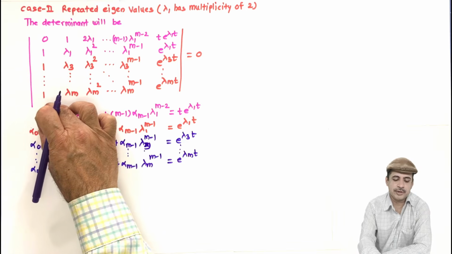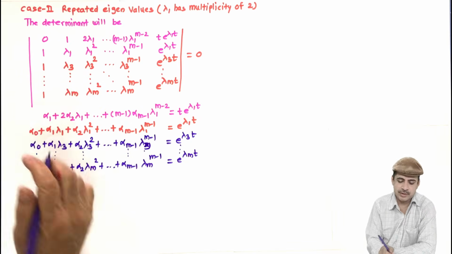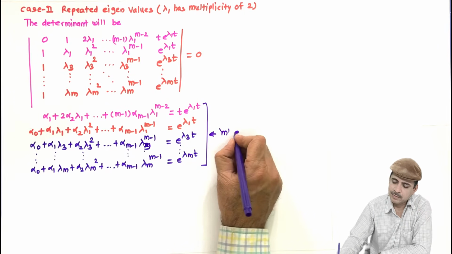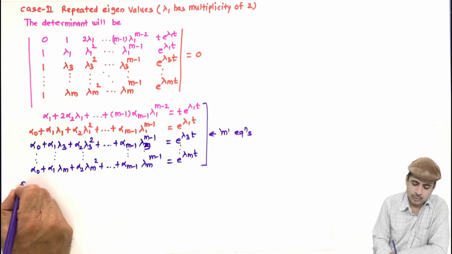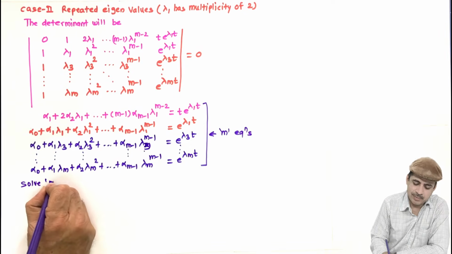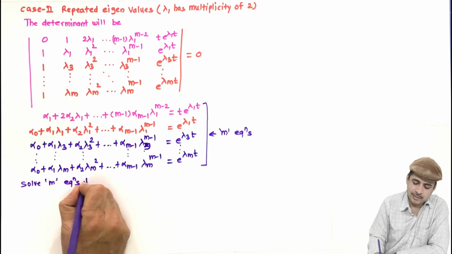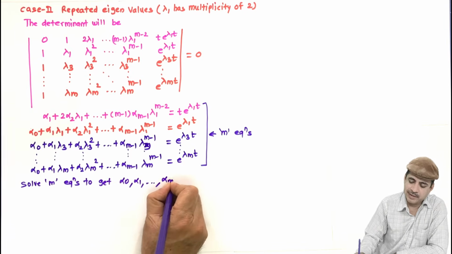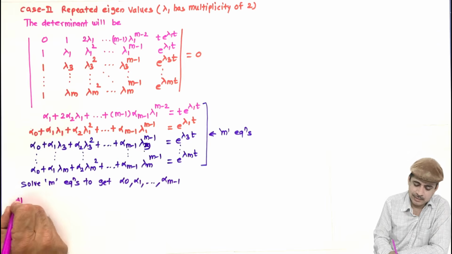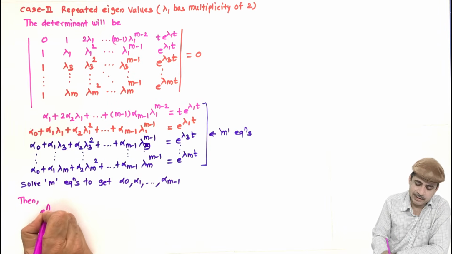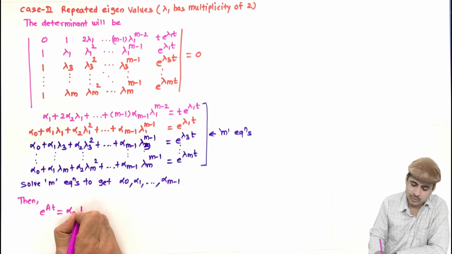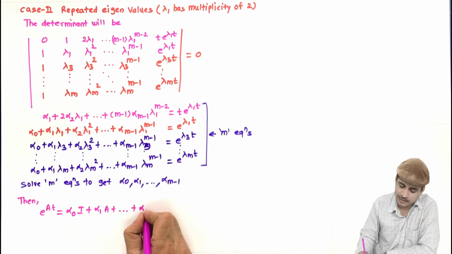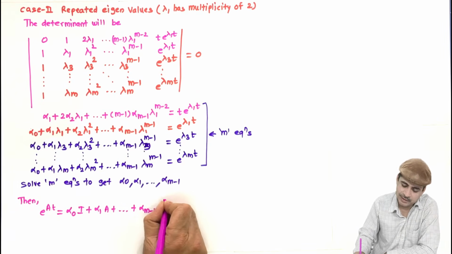So these are the two for the two repeated roots and remaining. So solve these m equations. So these are the m equations. So solve m equations to get alpha 0, alpha 1, and so on up to alpha m minus 1. Then e raised to at will be equal to alpha 0 I plus alpha 1 A, and so on up to alpha m minus 1 A raised to m minus 1.